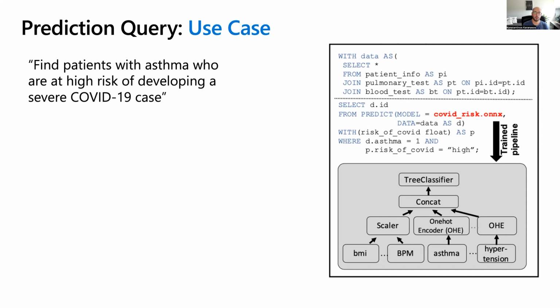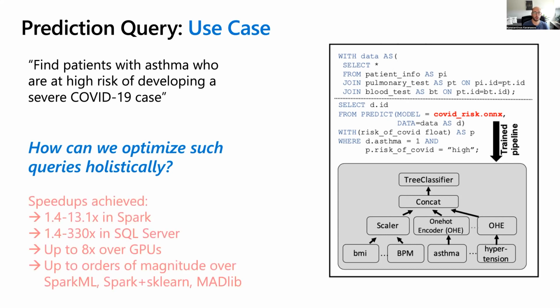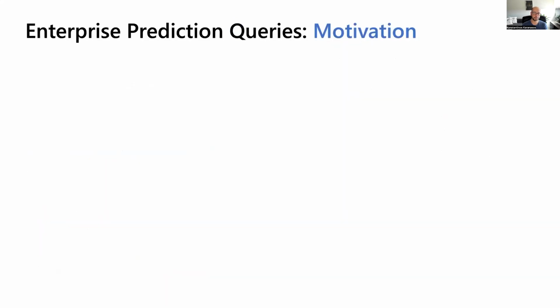Now, the question we want to answer in this work is, how can we optimize such queries holistically? So not just optimize the data part or the machine learning part, but look at the query as a whole. And as you will see throughout the talk, we managed to have some very considerable speedups by doing our optimizations, both on top of Spark and SQL Server, with up to 330 times faster queries, and also considerable speedups over GPUs and orders of magnitude improvements over state-of-the-art solutions.